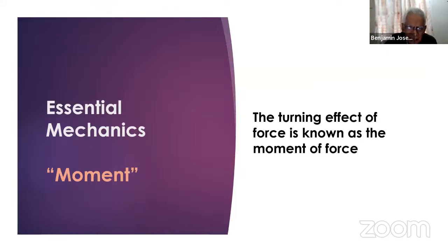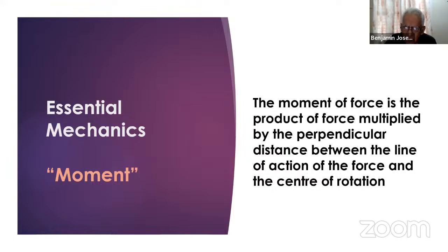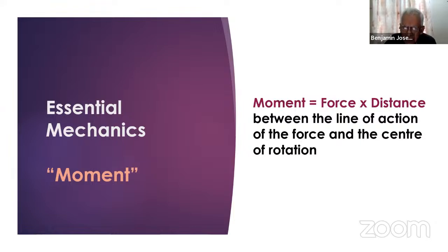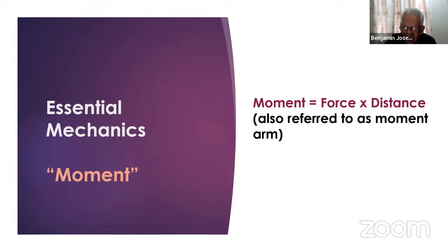So, a word on mechanics, there's a word called moment. And a moment is the turning effect of force. And what we're really interested in is the moment that a muscle has. How much of a turning effect does it have on a joint? And the moment of force is a product of the force multiplied by the perpendicular distance between the line of action of the force and the center of rotation. In other words, moment is force into distance between the line of action of the force and the center of rotation. This distance is also referred to as the moment arm.